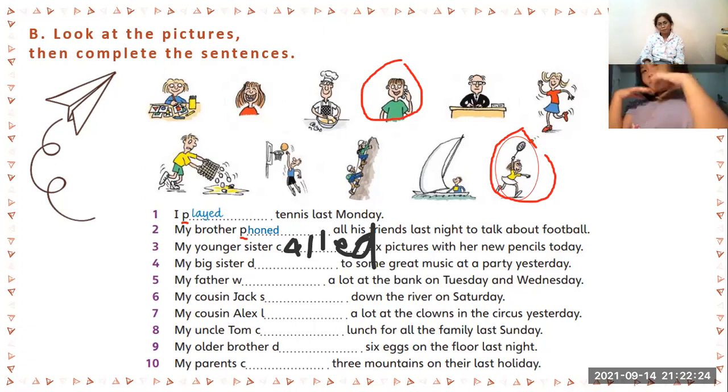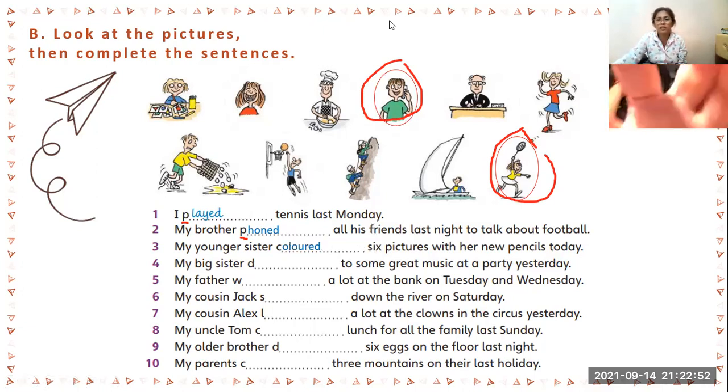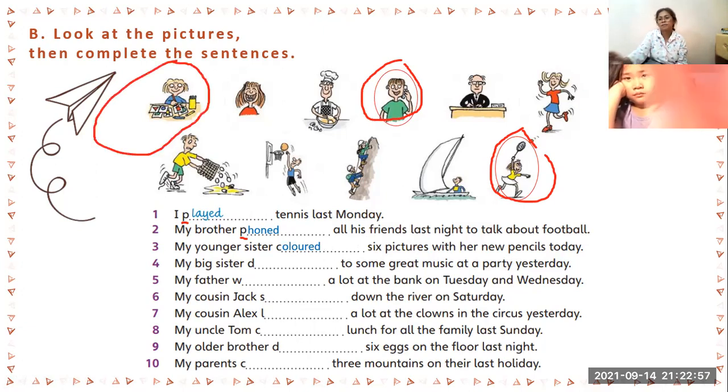Okay, let us check first. My younger sister colored pictures with her new pencil, letter C. Where is that? Let us answer. Colored. This one. Okay. Next, you try number 4. This is colored. That one. Next.